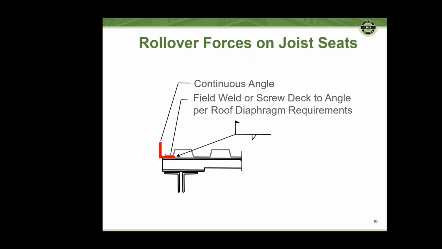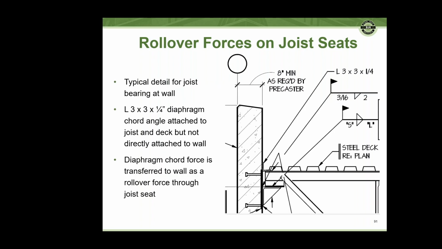Next force to consider is rollover forces on joist seats. So basically, you've got a continuous angle that the deck is welded or screwed to, and then that angle is attached to the joist, and that's your diaphragm chord. So this is an example of what that would look like from a set of structural documents. You've got a 3x3 diaphragm chord that the deck is attached to. That's the 3x3 angles attached to the joist.